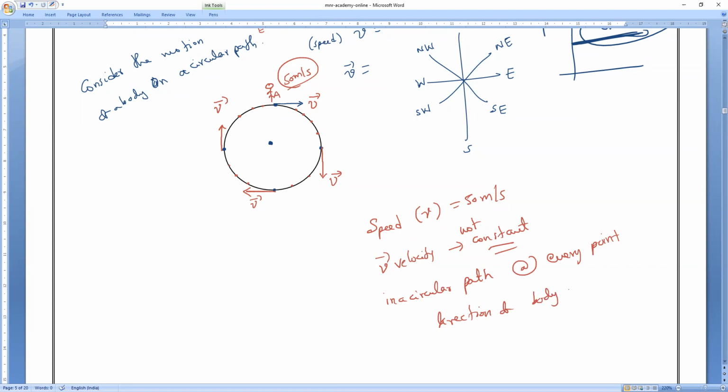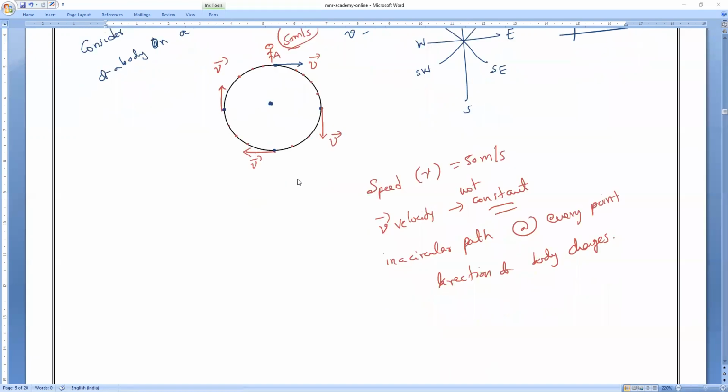Do you all understand it? I will consider 4 points, you will consider 5 points, I will consider 10 points, another one consider 1,000 points. So how many times will the direction of a body change? At every point, the direction changes. So that is why, the body which is in circular motion, can I say it is in accelerated motion? Everybody accept with me or not? Yes, sir. So please write it, all of you.